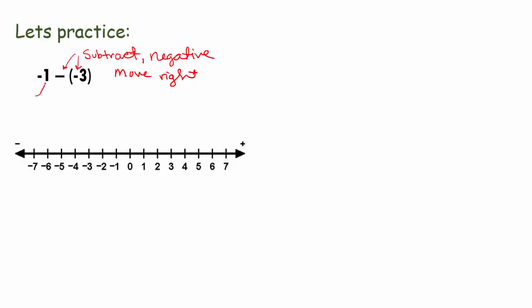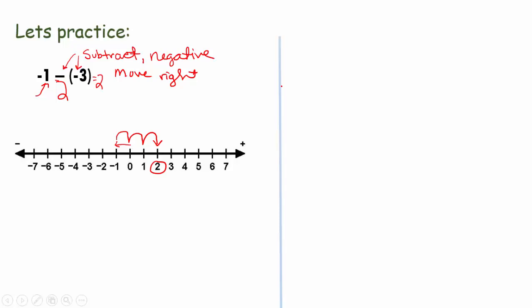So you always just, first number tells you where you first have to move to, 0 to -1. Subtracting a -3. So subtracting a negative says we have to move to the right. How many units? 1, 2, 3 units. Where do we end up on our number line? We end up at a +2. So that's going to equal a +2.